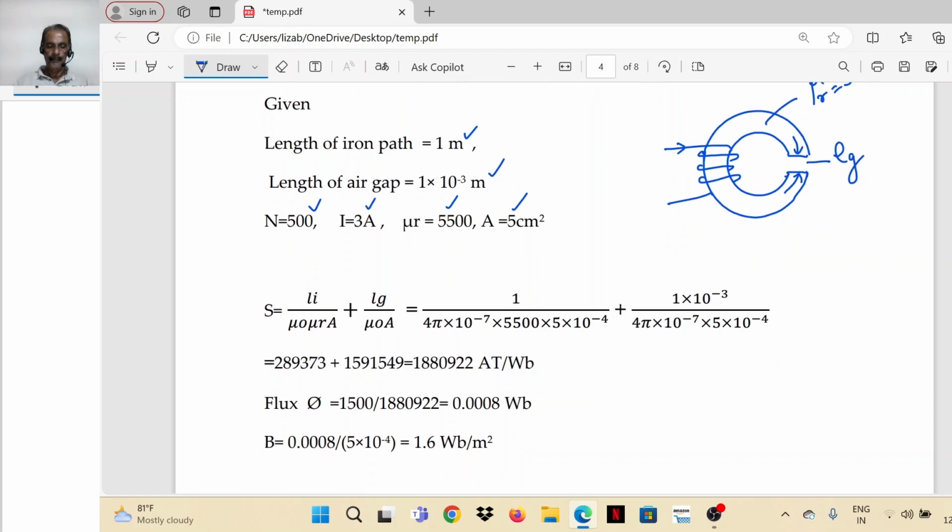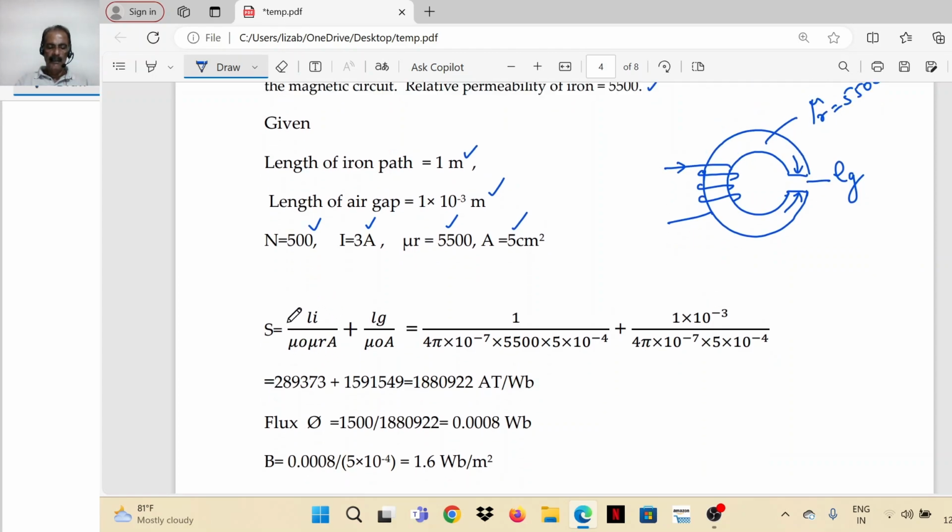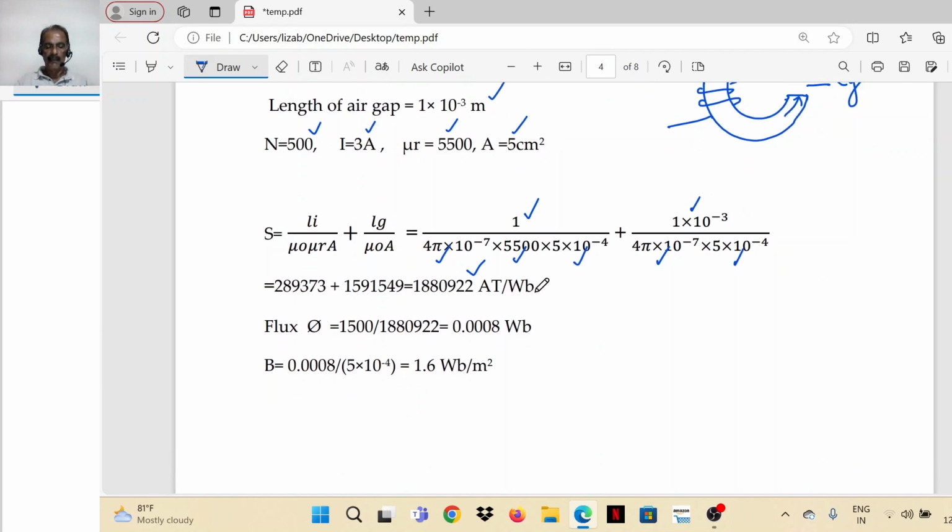Now length of the iron path is there, length of air gap is there, number of turns, current, relative permeability, cross-sectional area. So S is equal to iron path, we have to calculate separately. Length of the iron path, given as 1 meter, divided by mu naught, mu r 5500, cross-sectional area 5 centimeter square converted to meter square, 5 into 10 to the power of minus 4, plus Lg, length of the air gap 1 millimeter, 1 into 10 to the power of minus 3 meter, divided by mu naught into A. So we will get it as 1880922 ampere turns per Weber. That is the value of reluctance.